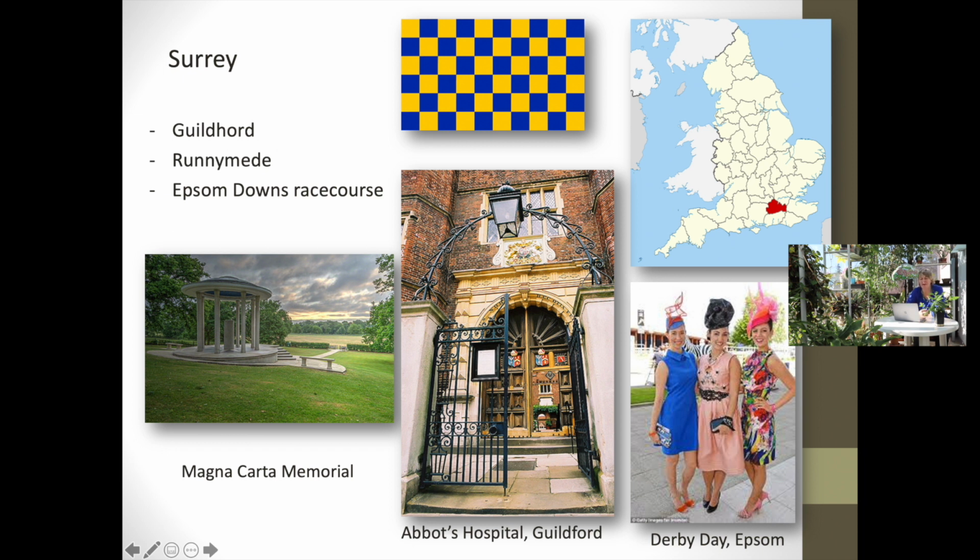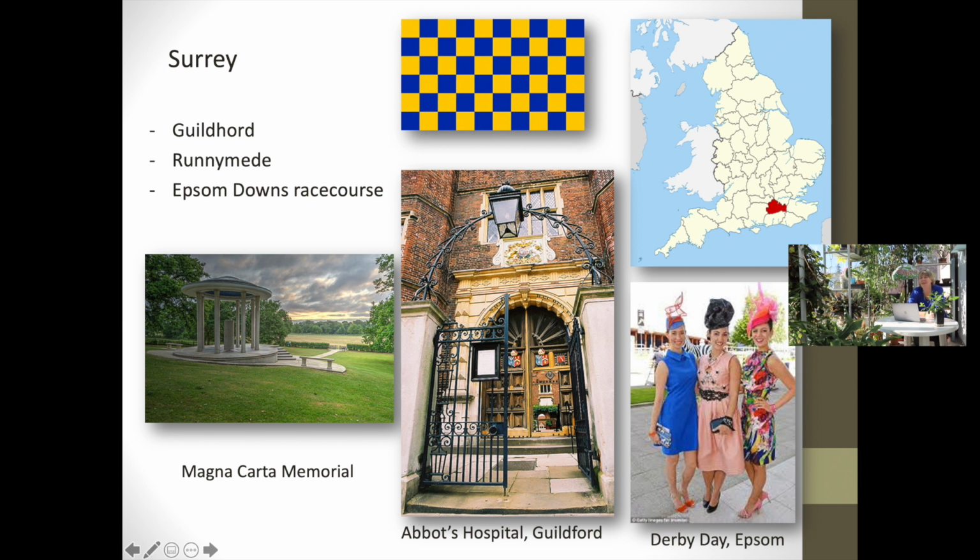a special horse racing event, that gathers the fashionable society, and the most characteristic thing that happens is ladies wearing very elaborate and sometimes extravagant hats, and there is always a big coverage in the press, and you have all those socialites and minor royals appearing there and posing with new extravagant hats. So that's it. That's Surrey in a nutshell.